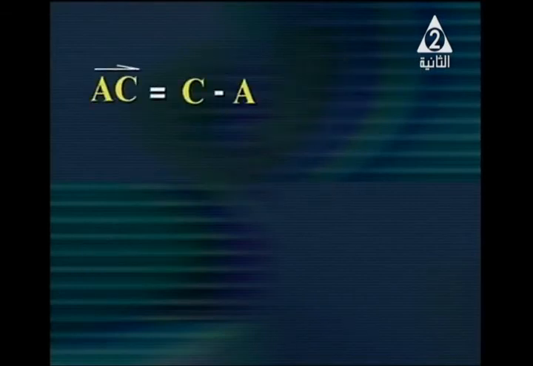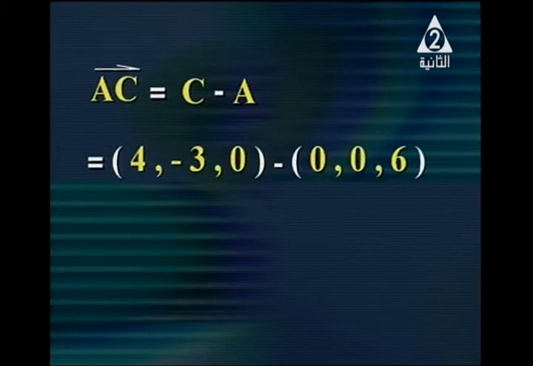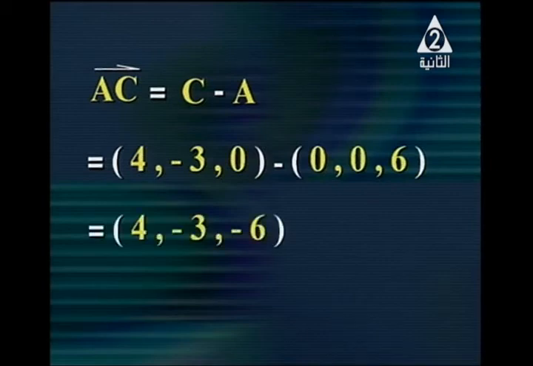For AC, we find C minus A. We find the AC vector, C minus A vector. What is C? 4, negative 3, 0. What is A? 0, 0, 6. By subtraction, the AC vector becomes 4, negative 3, negative 6.